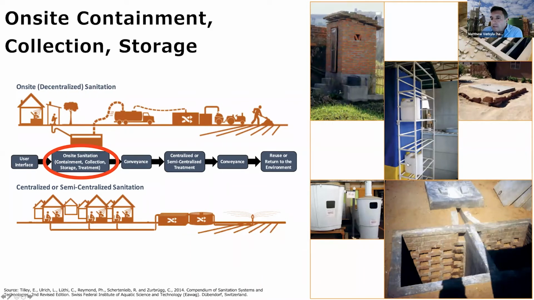In some systems, urine is collected separately from feces, and there are a variety of different designs of pits and pour flush pits, dry pits, systems like this one, which are elevated, and the excreta is collected in a chamber that is enclosed in concrete. So you have a wide variety of different styles of toilets when it comes to on-site containment, collection, and storage.